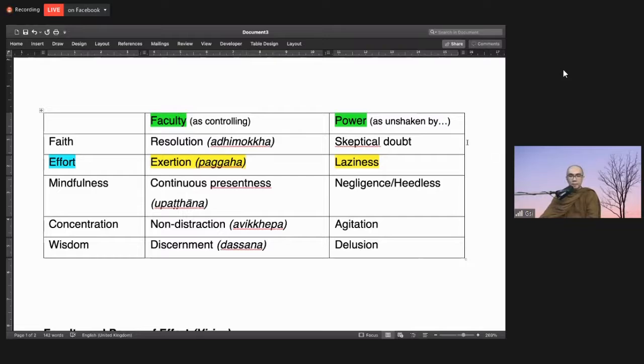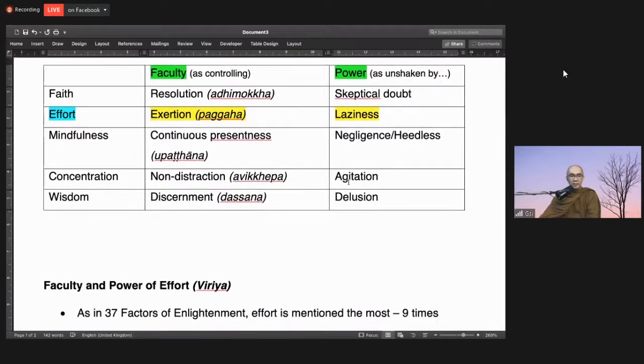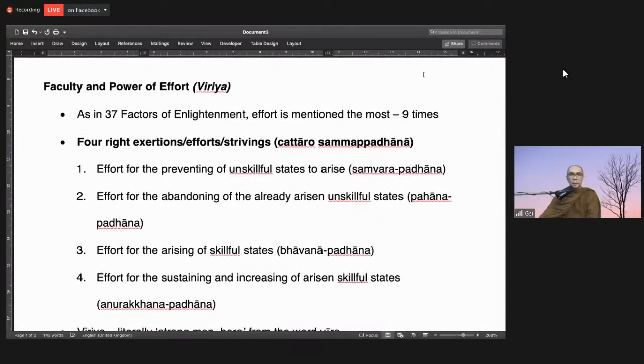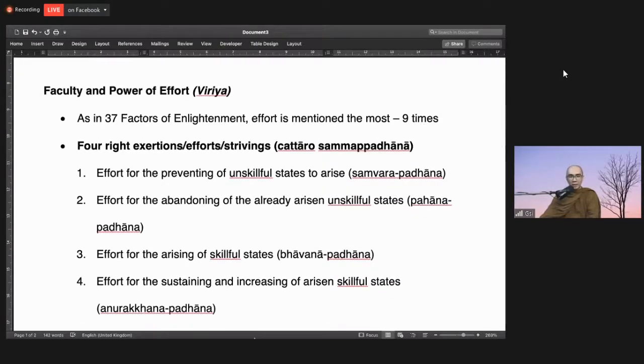Now, in the 37 Factors of Enlightenment, where we are also talking about the 5 faculties and the 5 powers, which come under this one. For those who have not joined us earlier, in the 37 Factors of Enlightenment, effort is mentioned the most, 9 times. But this is all academic, how many times. But just let me show you.